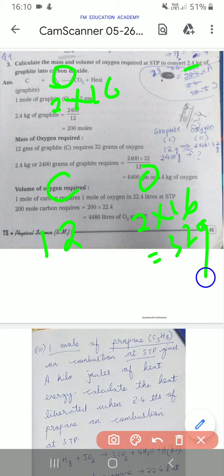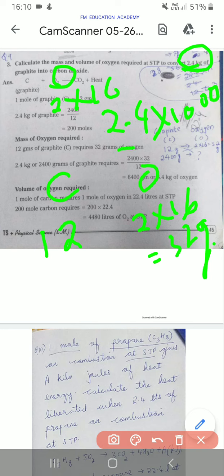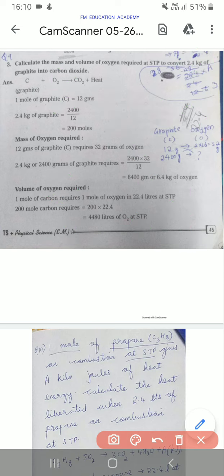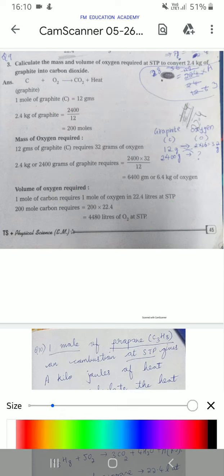And in the question it is telling you to convert 2.4 kg. 2.4 kg means how many grams? 2.4 into 1000 if you multiply, you will get 2400, because one decimal point is used to remove 0. So we have 2400 grams. It will require how much?